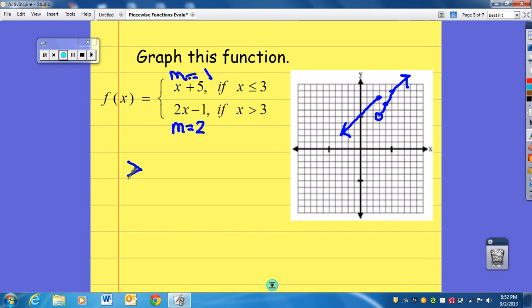Remembering, please, that if you have a less than or a greater than symbol, that's where we're going to use that open circle. And if we have our greater than or equal to or our less than or equal to, that's where we're going to use our closed circle. So please be careful of your endpoints.